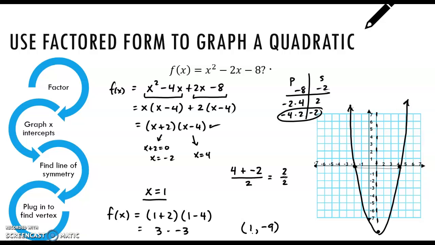So the tip for graphing a quadratic is first you factor, then you graph the x-intercepts, and then you find the line of symmetry. You add the two x-intercepts together and divide by 2. And then you plug that number in for the line of symmetry to find the vertex. It would have worked to plug x equals 1 into the original form of the quadratic, but I actually think the math is easier if we use the factored form of the quadratic.